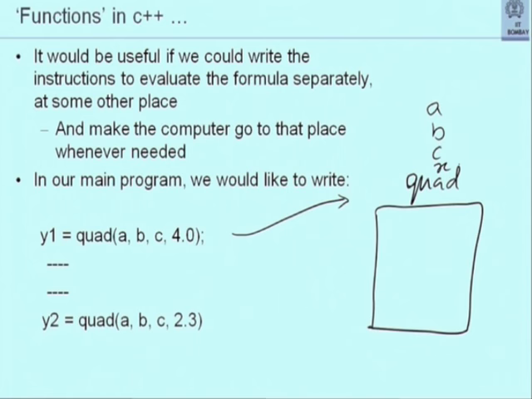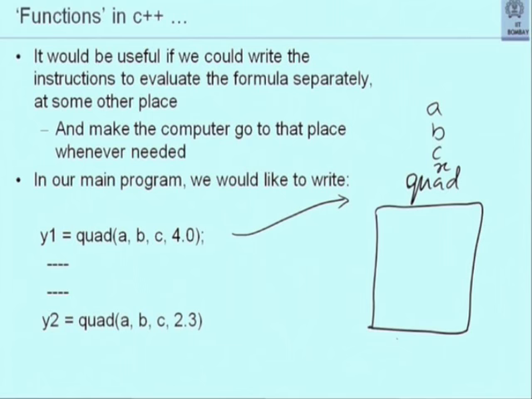The way it is written, A, B, C are some locations which hopefully contain meaningful values, and X will be 4.0. So the order in which I write these values in parentheses are called the actual parameters. And I take these parameters, go to quad, quad will take these parameters, copy them in its own locations, do the calculations, find out one result and come back with the result here.